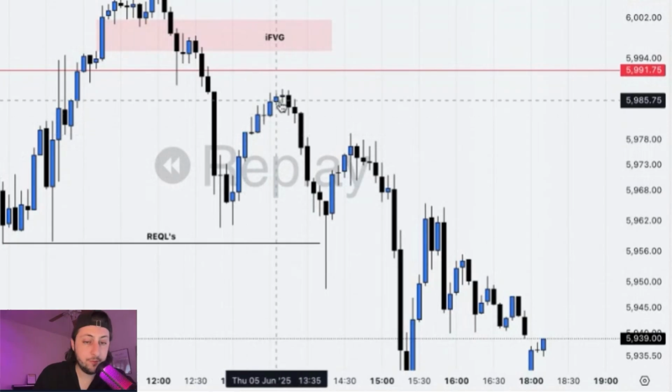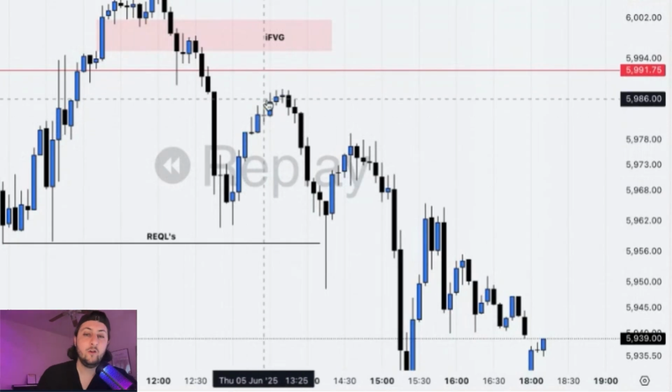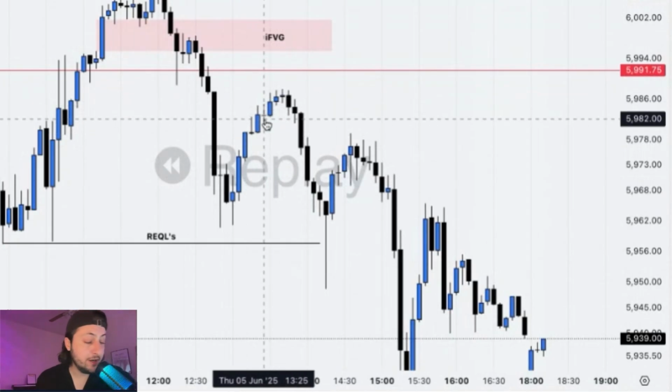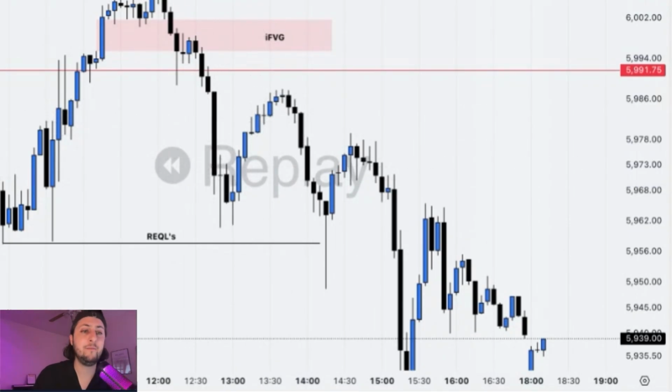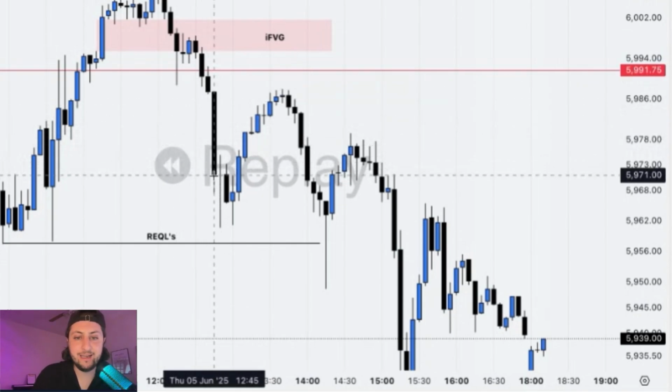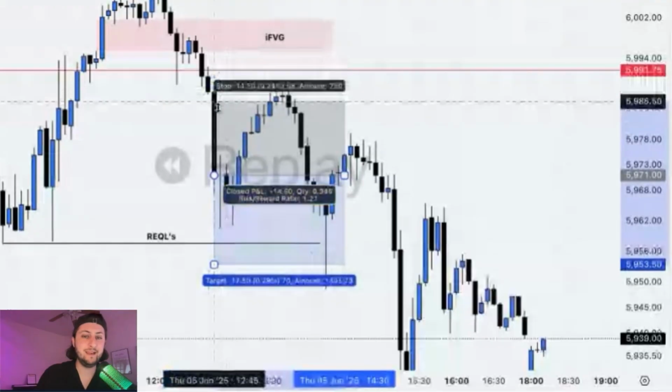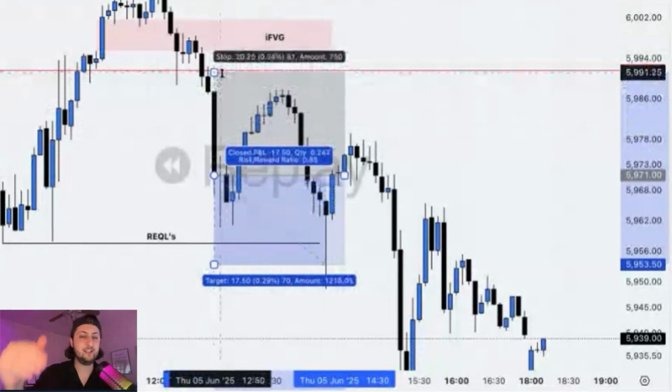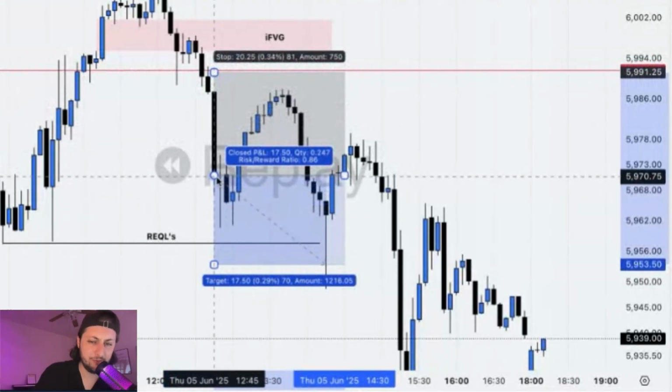You could wait for the pullback. Now, waiting for the pullback, sometimes you're going to miss the trade. It's just the way it goes. But sometimes it's better than trying to follow this momentum. How many times have you been like, oh, I'm going to miss the trade, and then you get in right here, because you're seeing this big black candle going right to your target?